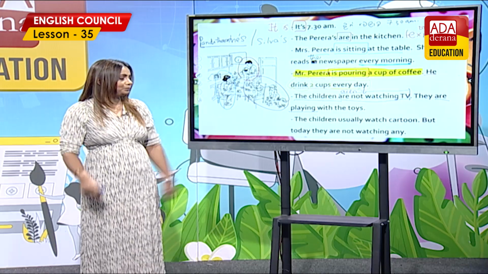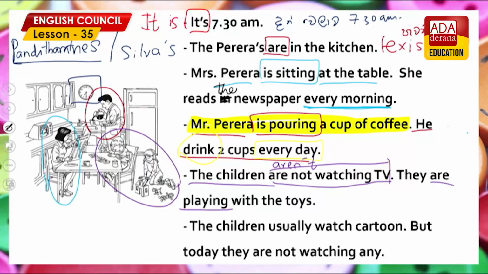Look at the screen. Final one. Then I say, this is just guessing, this is not through the picture, I'm just guessing, so don't write it for the exam if you get a picture like this.